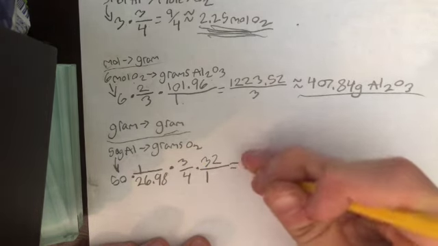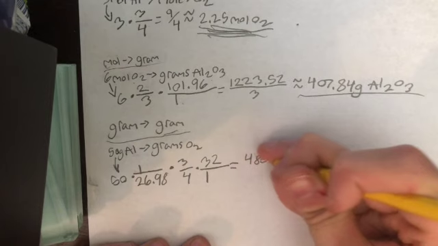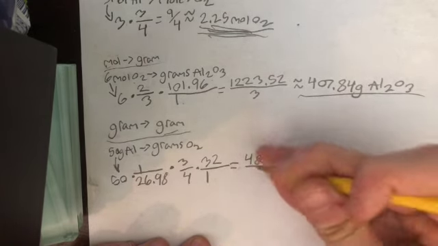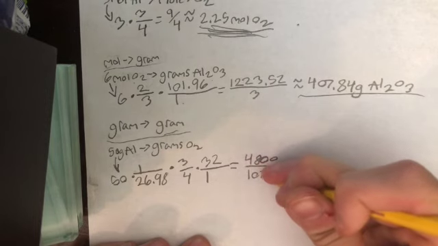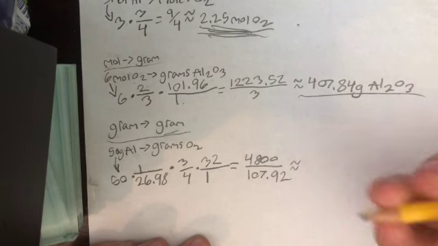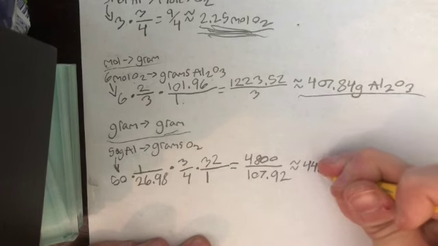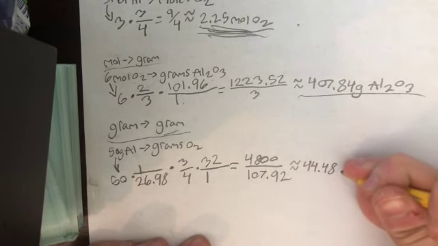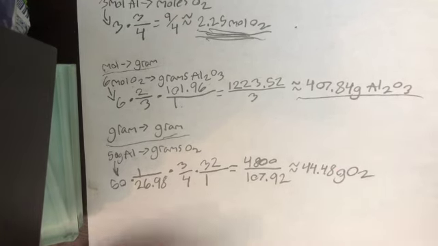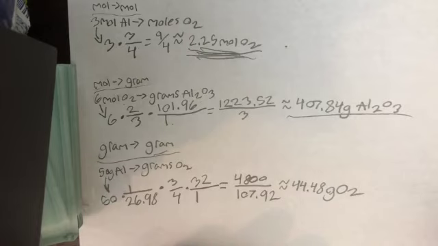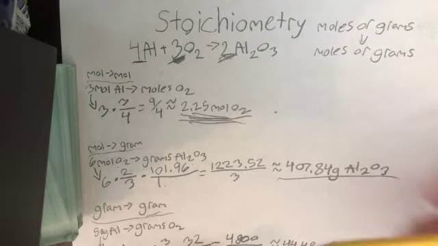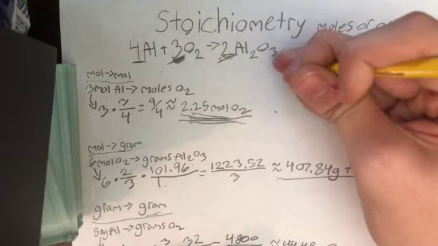So if we multiply that, that's 4,800 divided by 107.92. Then that would roughly give us 44.48 grams of O2. So that's basically it about stoichiometry. It's really simple, but it can get very complicated. I would recommend doing these steps.